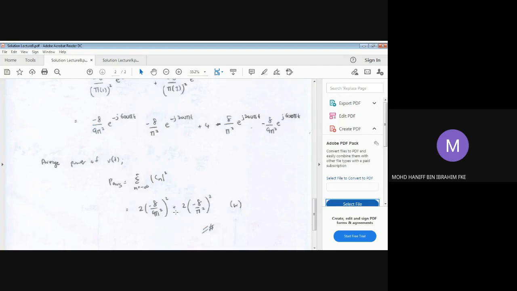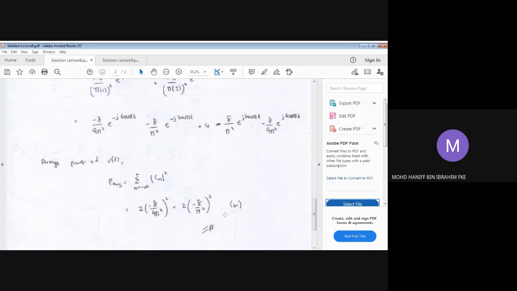I think I missed something here. I forgot to include 4 here. So 4 should be included here. Sorry for that. By right, it should be 2 of negative 8 over 9 pi squared plus 2 of negative 8 over pi squared plus 4 squared. Yeah, need to include 4 also, because this is the summation of Cn for all n, including n equals 0. So you need to add 4 squared in the average power. Sorry, I missed the 4 squared in this equation.